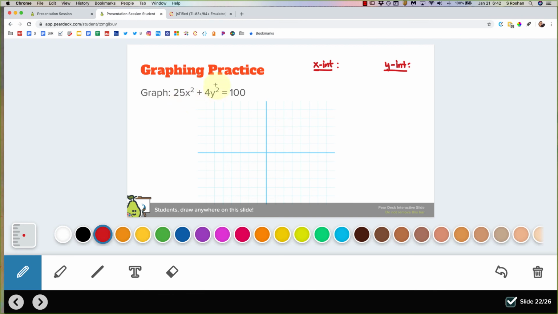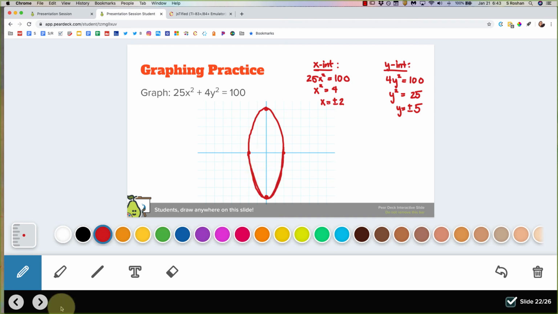Our x-intercept, we make the y 0, 25x squared equals 100, divide by 25, x squared equals 4, x equals plus and minus 2. So go ahead and graph that as the x-intercepts. And then the y-intercepts: y squared times 4 equals 100, divide both sides by 4, y squared equals 25, y equals plus or minus 5. And then it's an ellipse, so that is good enough for me. That's absolutely all you need to be able to do for this class.